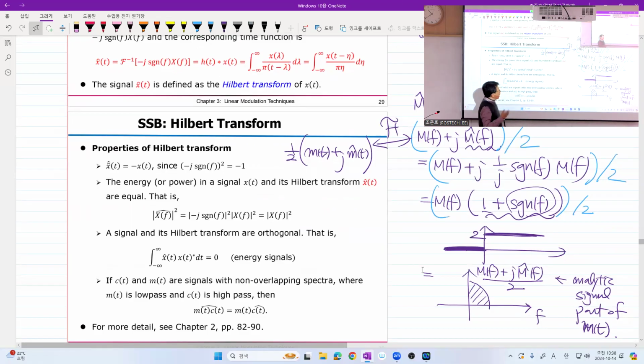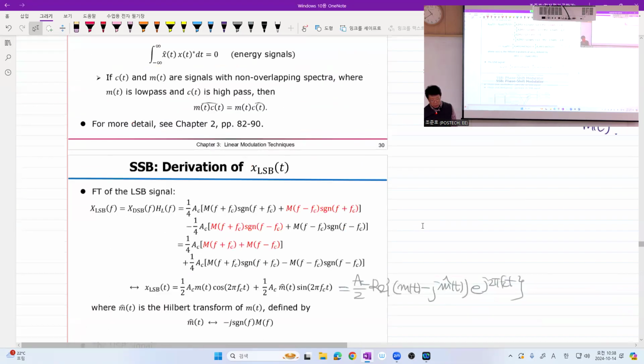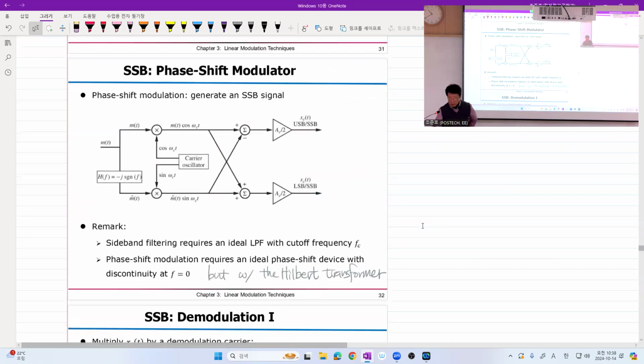And since we are running out of time, let me just tell you. Using the Hilbert transformer, you can implement upper sideband single sideband modulation, or lower sideband single sideband modulation. And let me show you the diagram first. Here, it's very confusing, so temporarily forget about this part, right?